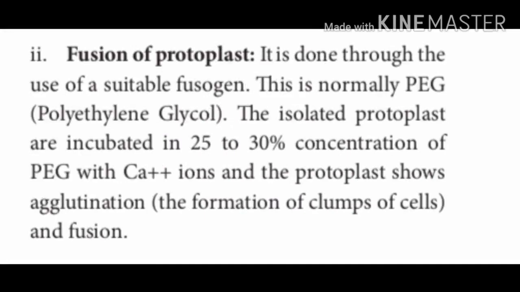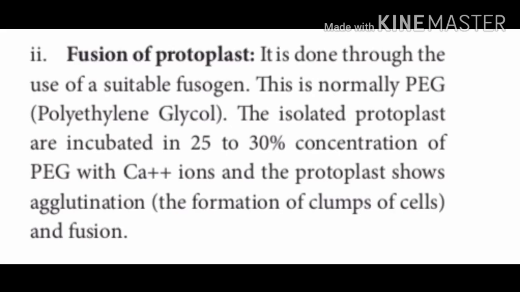Fusion of the protoplast, the second step. It is done through the use of a suitable fusogen. Fusogen is a new term you are learning for the first time. It is a substance which is used for fusing two different protoplasts. Normally it is PEG. What is PEG? Polyethylene glycol. So mark it down, children. Polyethylene glycol is a fusogen which is used to fuse the protoplasts of two different cells.